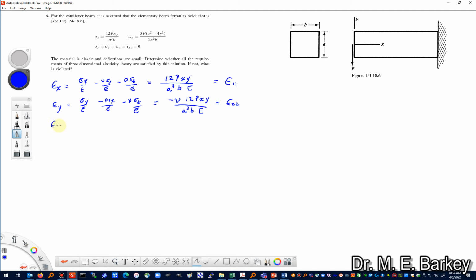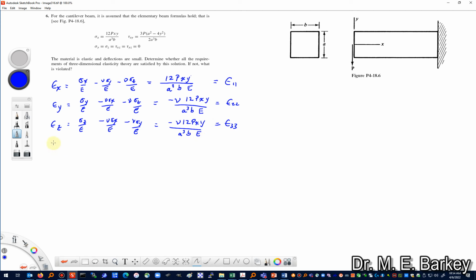And then epsilon z, of course, would be sigma z over E minus nu sigma x over E minus nu sigma y over E. And then we're going to be left with the same term, minus nu 12 p x y over a cubed b E. That would be epsilon 3, 3.